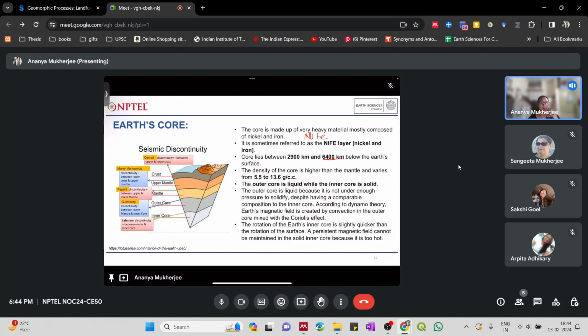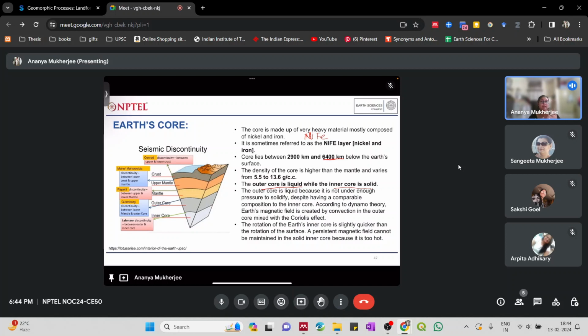So the most important finding that has ever been found is that the outer core is liquid and your inner core is solid. Now why is the outer core a liquid? First of all, if we see that there is a lot of pressure, the pressure also increases when you go deeper. Then how is it possible that something under that much pressure is remaining liquid?